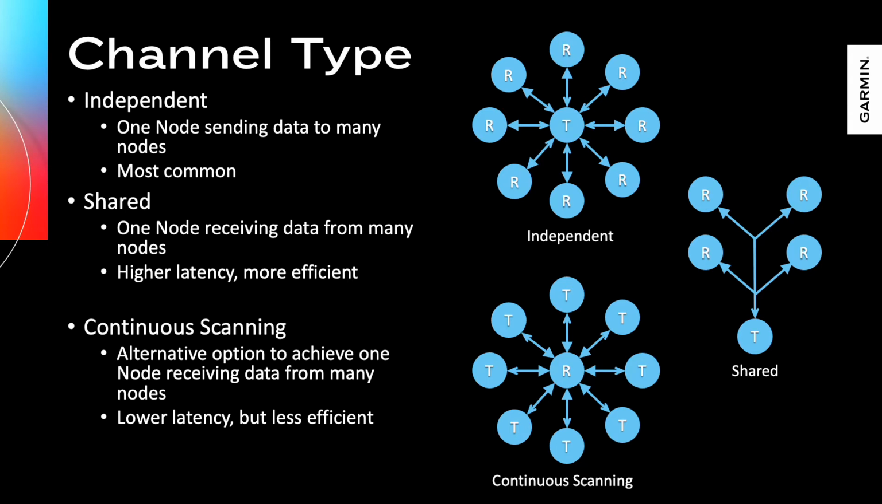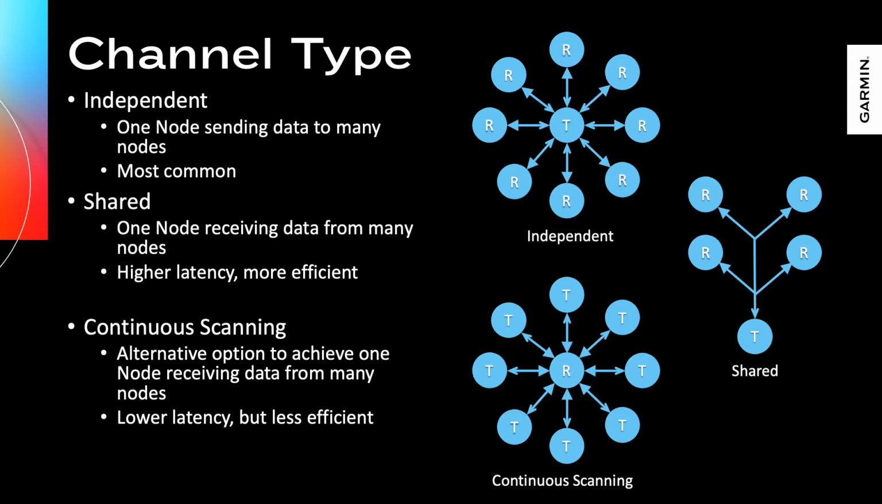The first channel parameter we will be talking about is channel type. Channel type specifies the type of communication that will occur on the channel. Most ANT channels are independent and bidirectional. An independent channel is used to create the peer-to-peer and broadcast network topologies. That is, one transmitter node sending data to one or more receiver nodes. A bidirectional channel means that data can be sent in both the transmitter to receiver or receiver to transmitter directions.